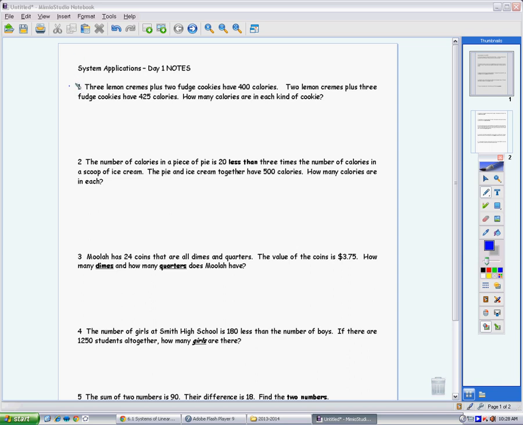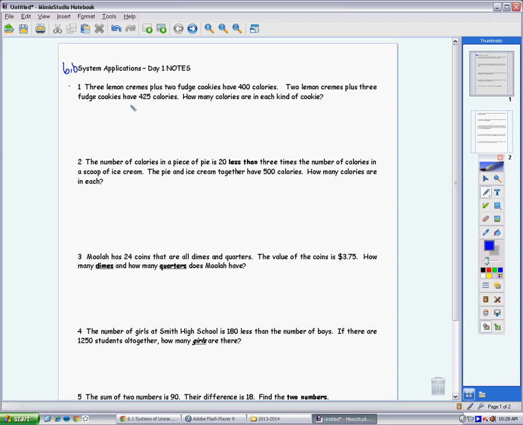Okay, these are notes on 6-6 Systems Applications Day 1 notes. I'll go ahead and put 6-6 in the corner so you know there's 6-6 notes. Okay, so what we're doing here is we're applying systems of equations. And we have these word problems that we are going to write the equations for, and then we're going to solve based on what the question's asking.